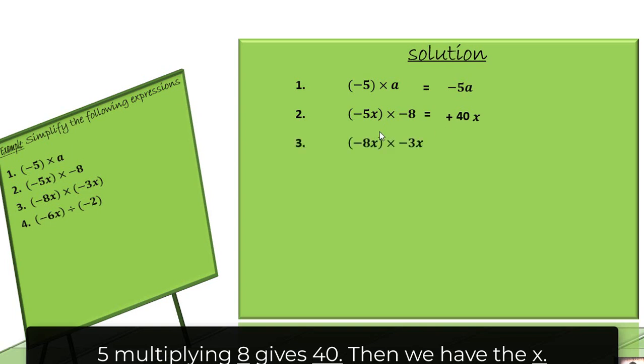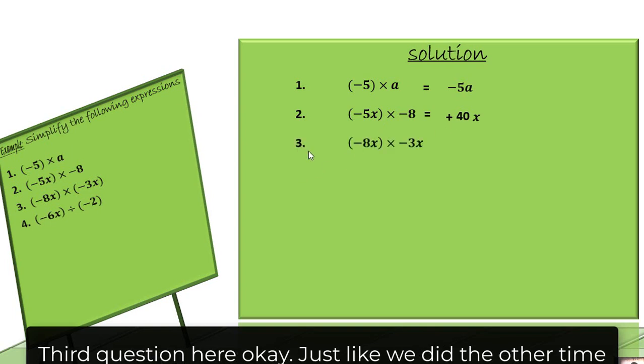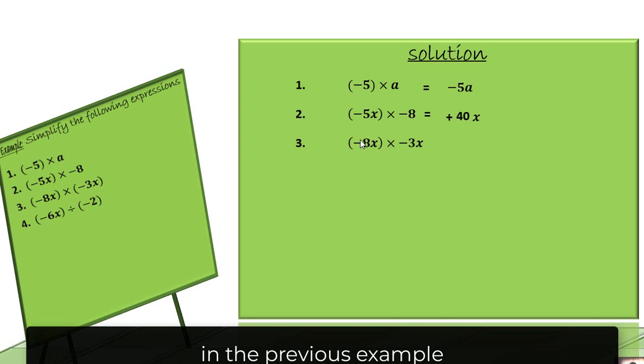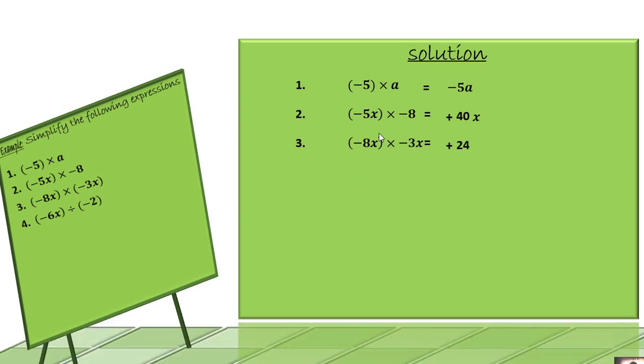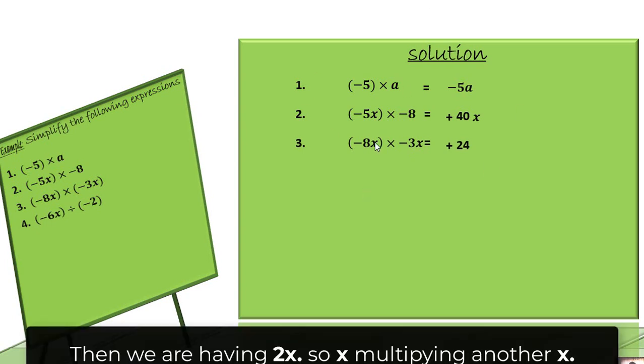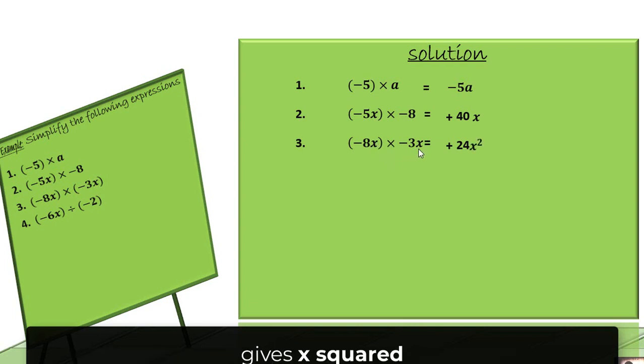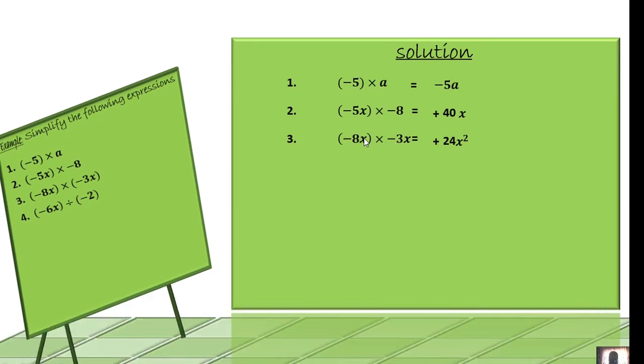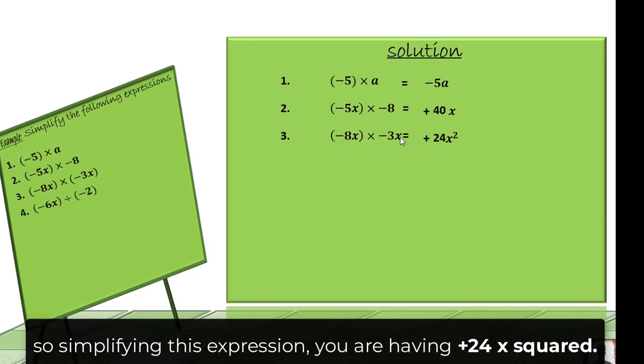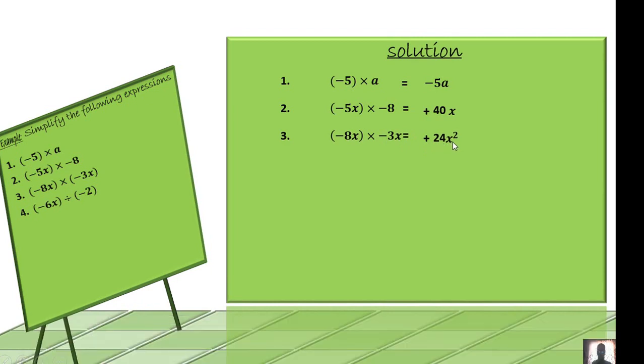Now the third question here. Just like we did the other time, negative multiplying negative gives a positive sign. 8 now multiplying 3 gives 24. Then we have two x's. So x here multiplying another x gives an x squared. So simplifying this expression, you are having a positive 24x squared.